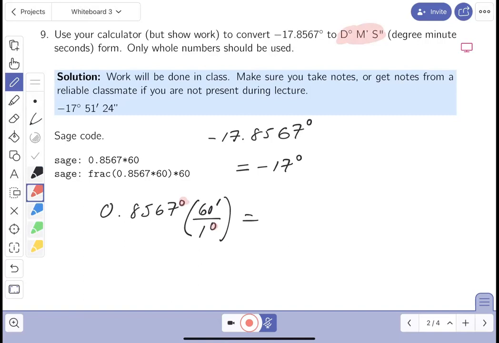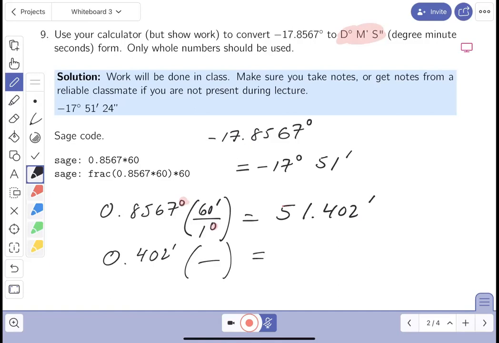I'll write it down for you. You get, whoops, I'm sorry, you get 51.402 minutes. I'm going to write that down now. What's that going to be? 51 minutes. Now what I'm going to do, I'm going to take the leftover minutes, by the way, the fractional part, 402, and I'm going to go to seconds.